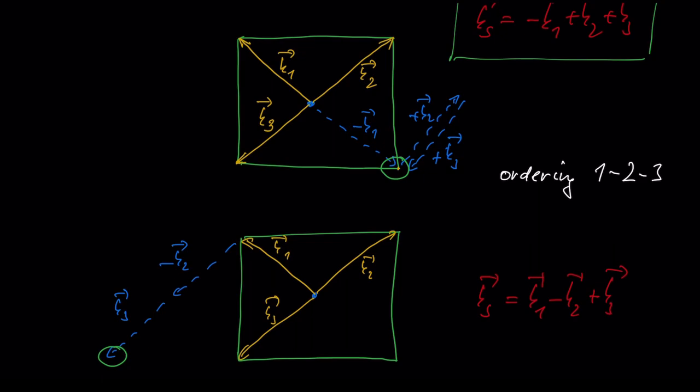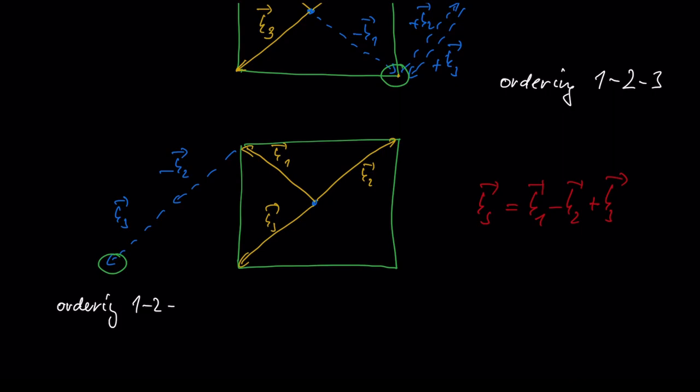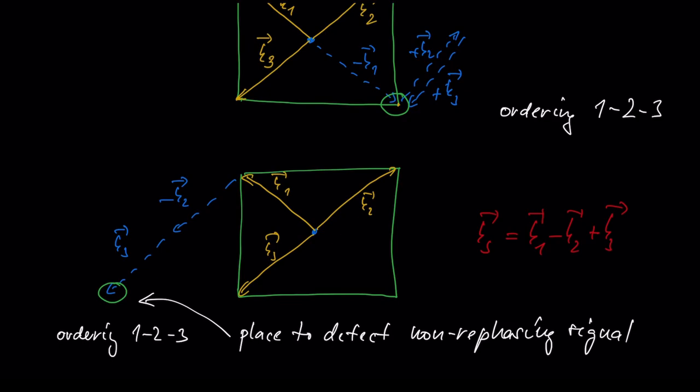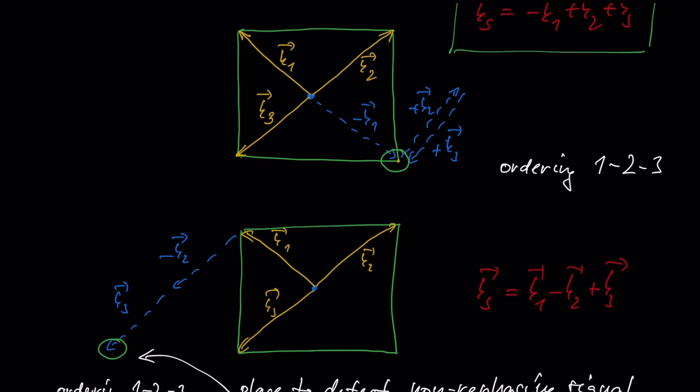But it's not such a big deal. We simply have to place the detector in a different place. And if the ordering is still 1, 2, 3, this will be the place to detect the non-rephasing signal. From the discussion that we have done, it's also clear that we can detect the non-rephasing signal in the same place as the rephasing one if we exchange the ordering of the pulses so that the K2 pulse comes first.